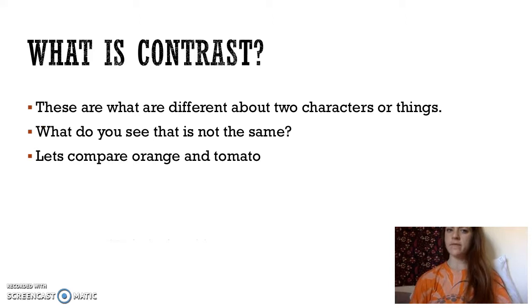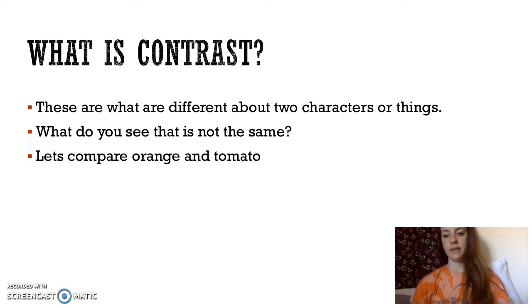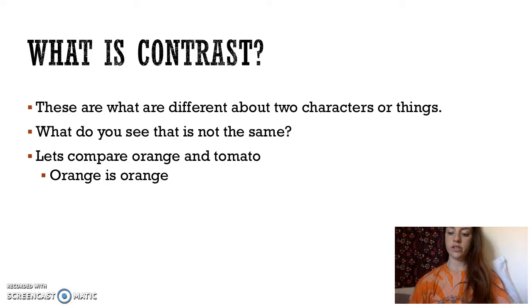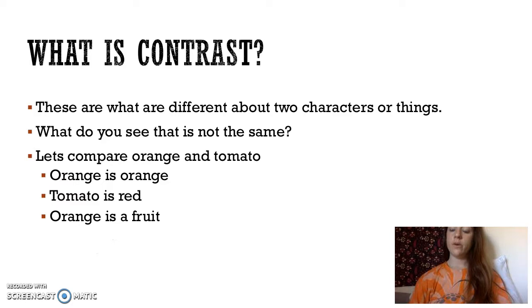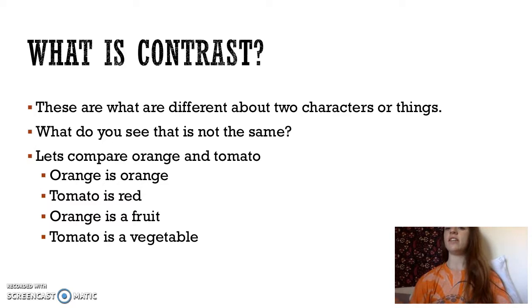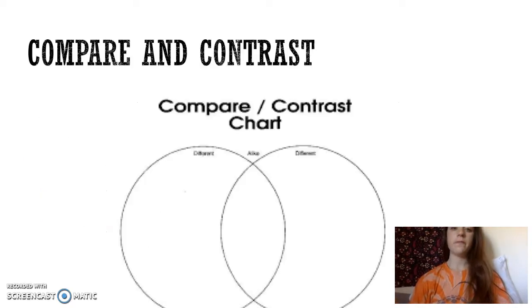What is contrast? These are what are different about two characters or things. What do you see that is not the same? Let's compare an orange and a tomato. And I'll have the students again give me some answers on what they think between these two items. An orange is orange. A tomato is red. An orange is a fruit. A tomato is a vegetable. These are some things that are different between an orange and a tomato.